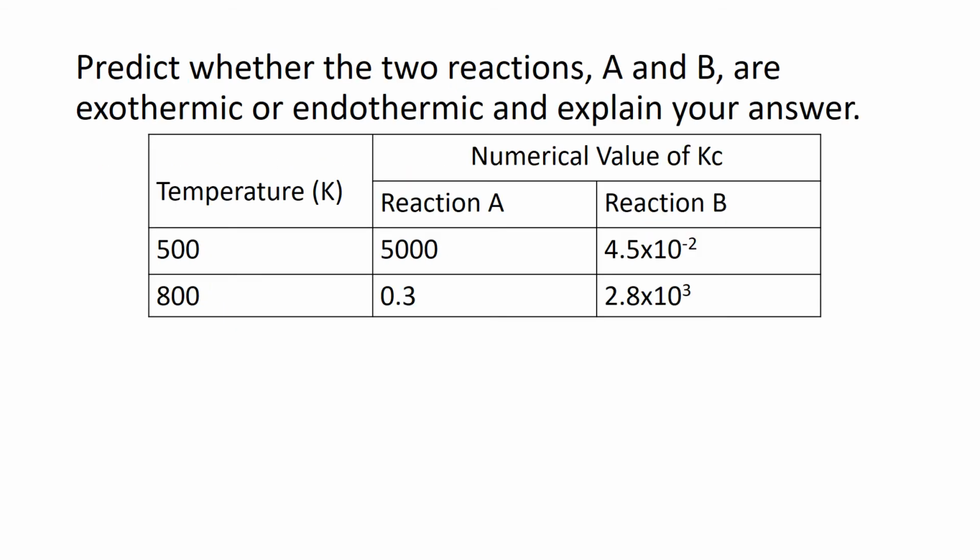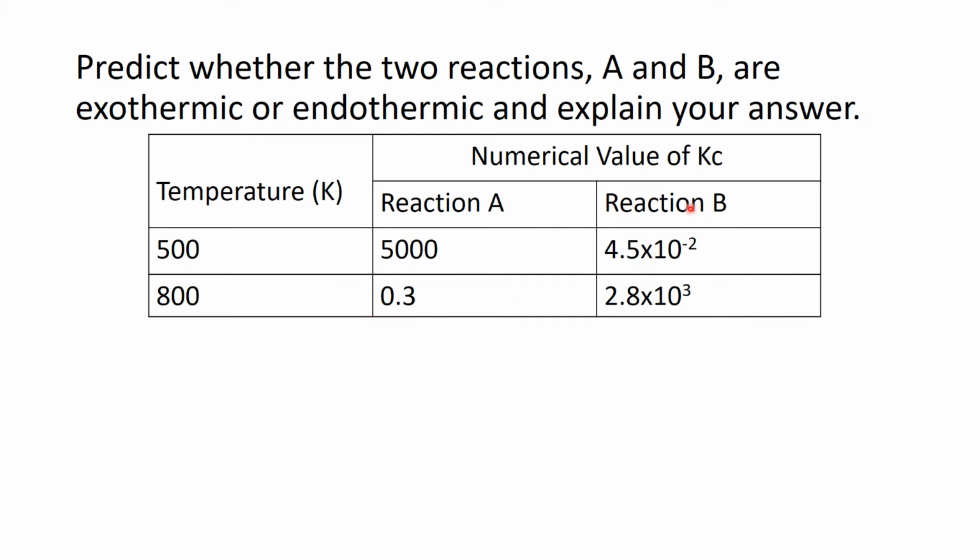Here's an example then. So here is a table of data which shows the temperature in Kelvin, 500 and 800, and it also shows you a numerical value for Kc for two different reactions, reaction A and reaction B. So reaction A at 500 Kelvin, the value of Kc is 5,000. It doesn't give the units, but it's sort of irrelevant in this case. But I'd say usually it would give units, or you'd need to be able to work out the units. And for 800, the value of Kc has gone down to 0.3.